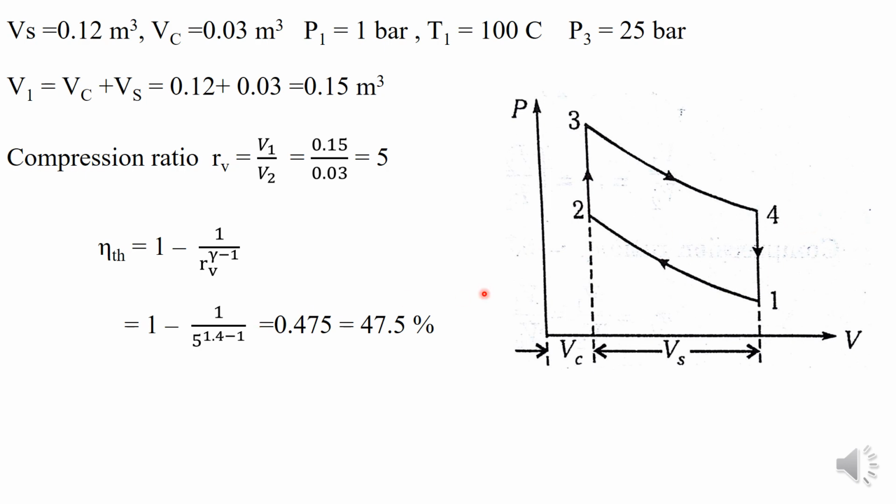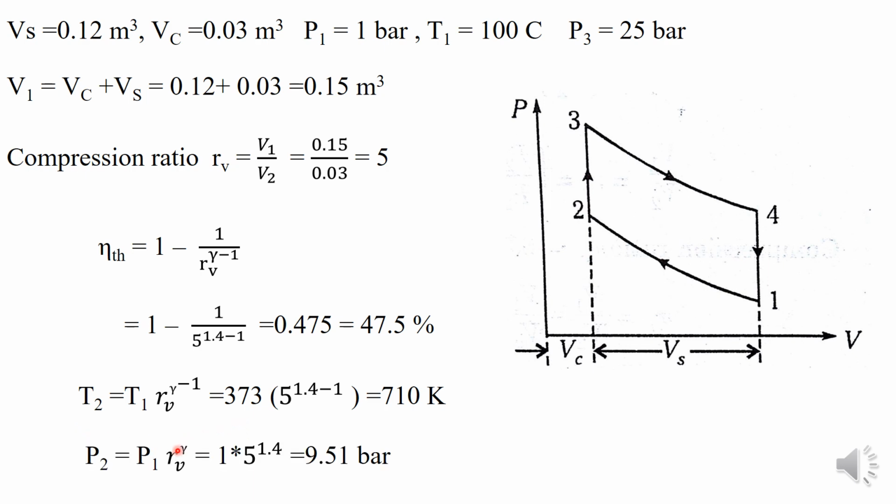So first go through the process 1 to 2. Use the relation T2 by T1 equals RV, that is V1 by V2, to the power gamma minus 1. T1 you know, RV you know, and gamma is 1.4 for air. So just substitute and get the value of T2. Similarly, use the relation for pressure: P2 equals P1 times RV to the power gamma. Substitute and get the value of P2.